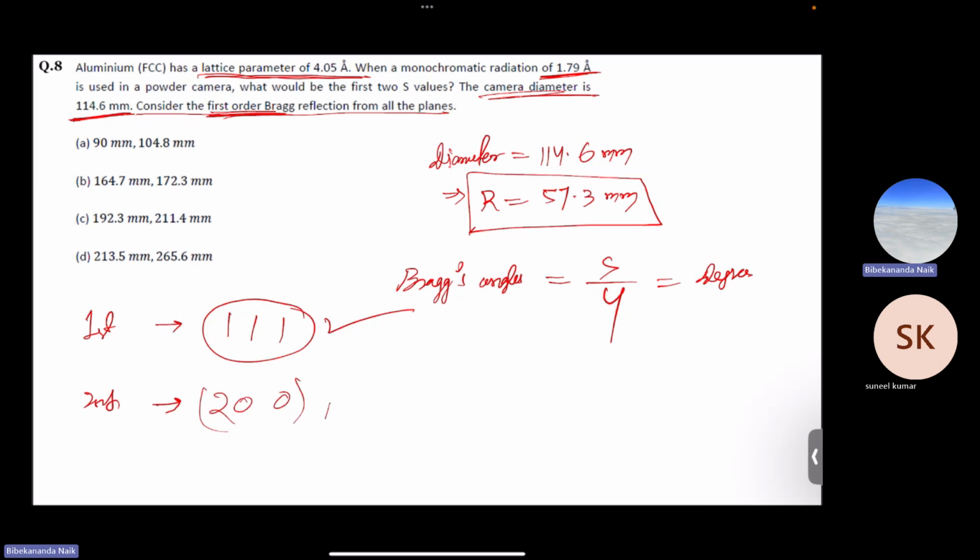So here h square plus k square plus l square is equal to 3, so it will be first. Here h square plus k square plus l square equals 4, it will be second. So this is the first member, this is the second member. So if you calculate, the formula is 2d sine theta equals n lambda, then 2 into d, for the first, will be a by root of h square plus k square plus l square.